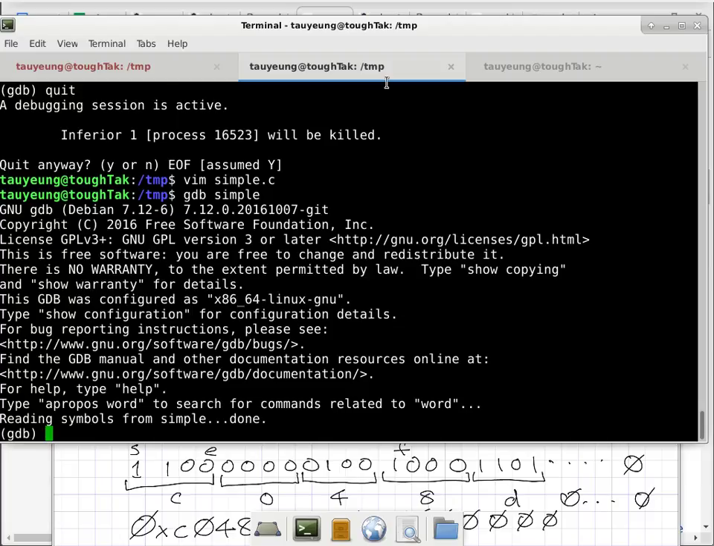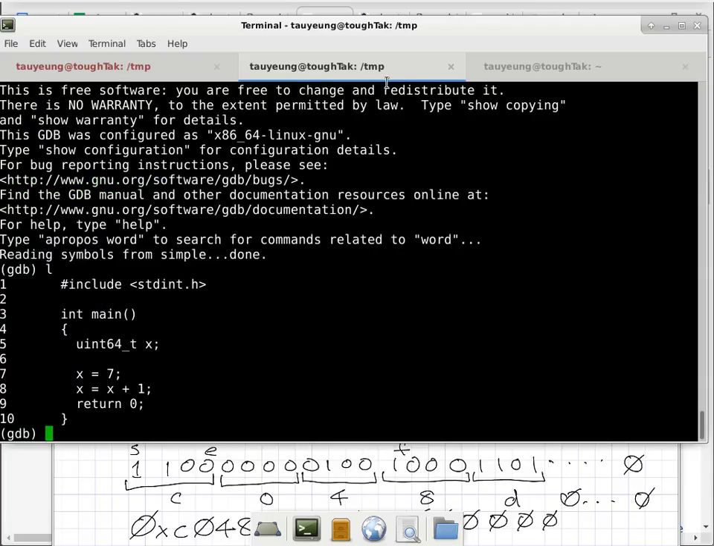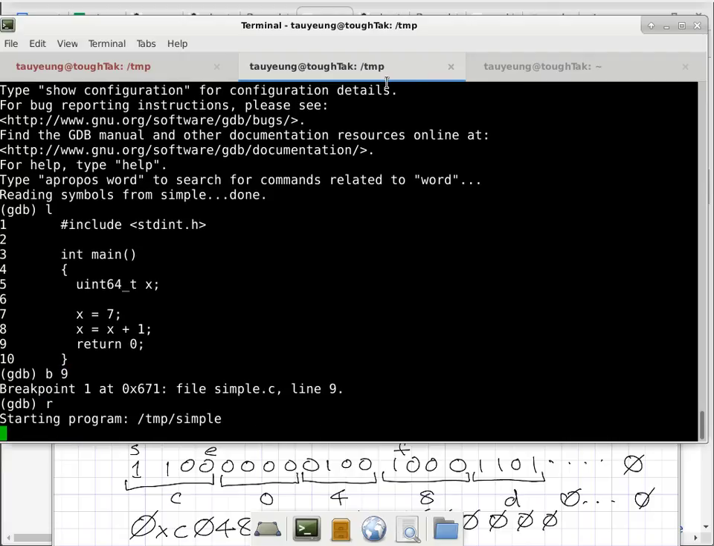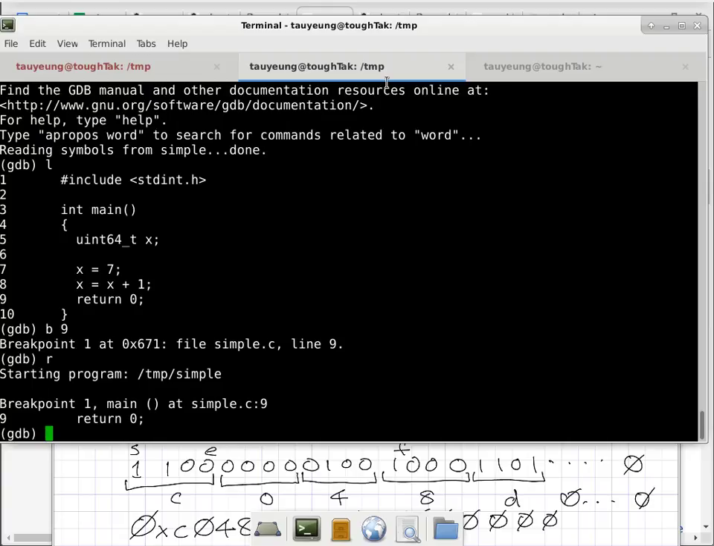So when you set a breakpoint in CodeBlocks by right-clicking at the left side of the line, you're basically doing some kind of command in GDB. GDB is just the command line version to get everything done. So I can list the program, put a breakpoint on line 9, right before the return 0, and then I can run the program. Obviously the program doesn't do much.